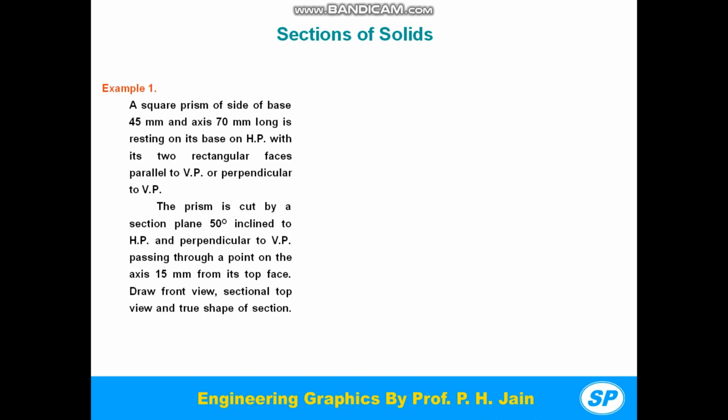Now let us see a simple problem of sections of solids. In this question, see what is given. A square prism of base side 45 mm and axis 70 mm long is resting on its base on HP with its two rectangular faces parallel to VP or perpendicular to VP. The prism is cut by a section plane 50° inclined to HP and perpendicular to VP, passing through a point on the axis 15 mm from its top face. Draw the front view, sectional top view and true shape of the section.